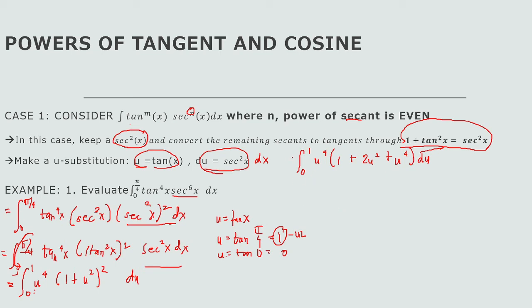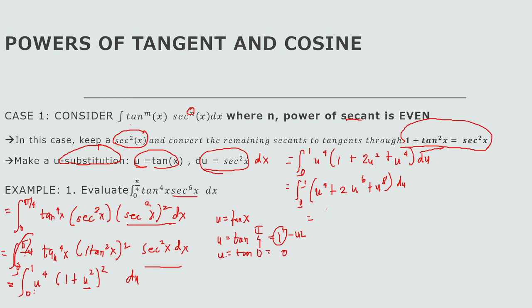Okay, so that's from 0 to 1, u to the power of 4 plus 2u to the power of 6 plus u to the power of 8 du. Okay, some of you might be confused, sir, why did the lower and upper limits change? Because if we are going to use x, the limits are from 0 to pi over 4, but we have used u substitution here. Therefore, our limits will now change from 0 to 1.